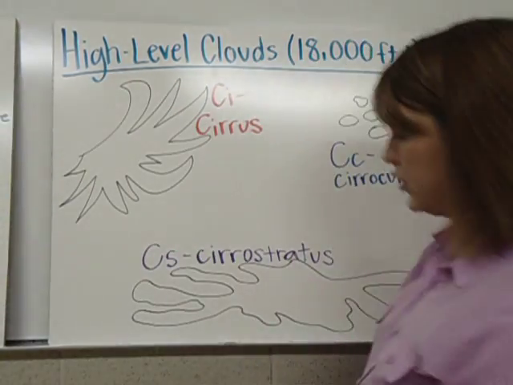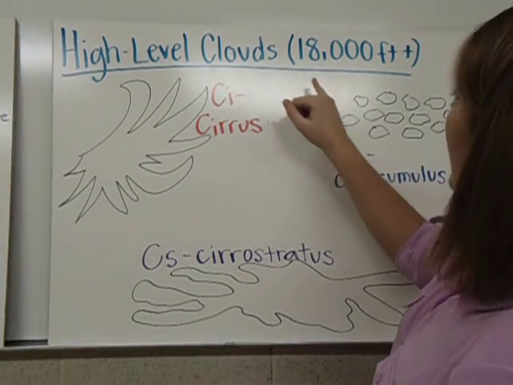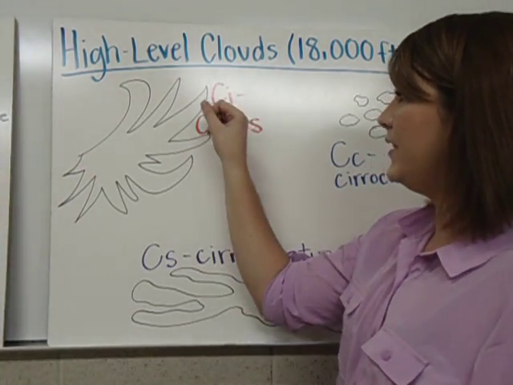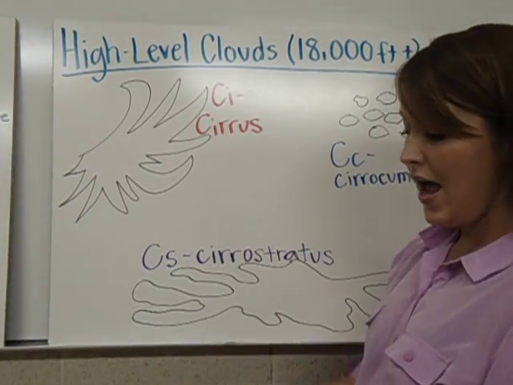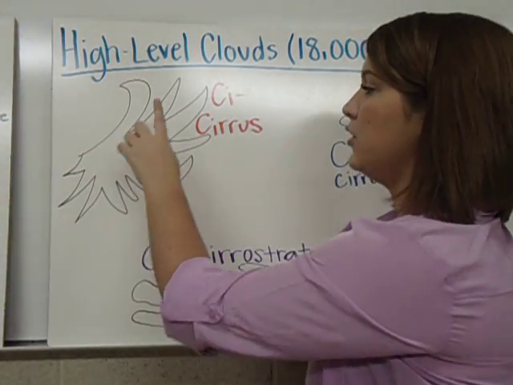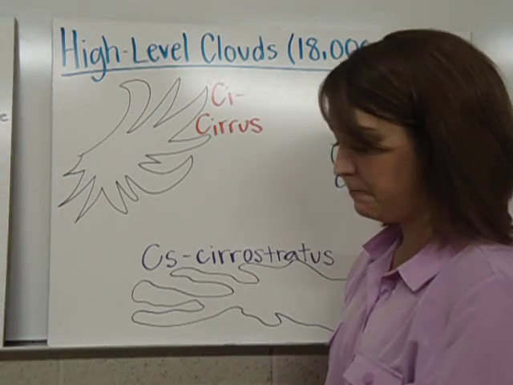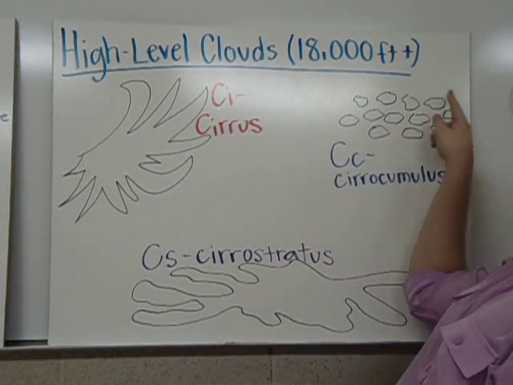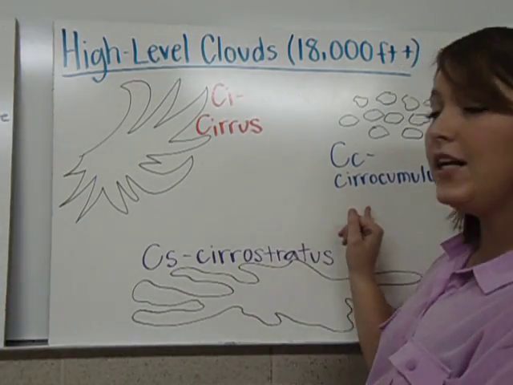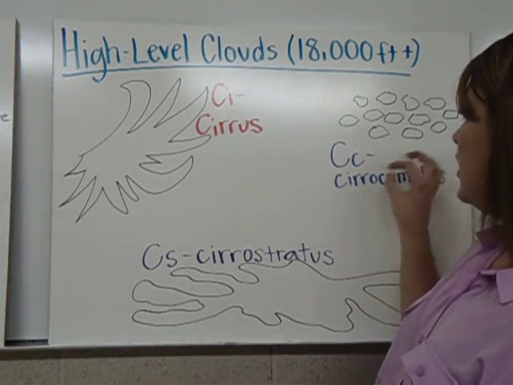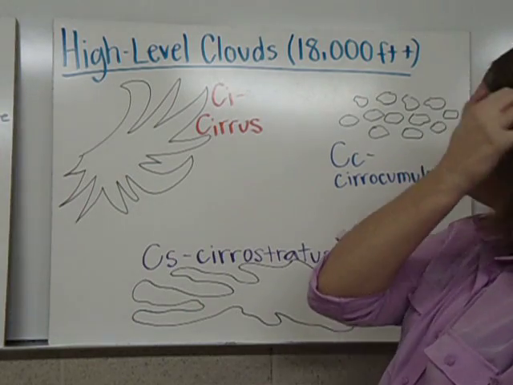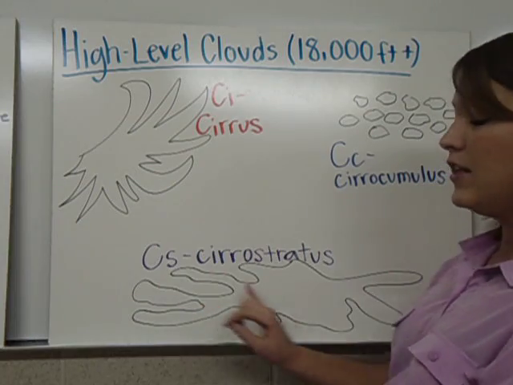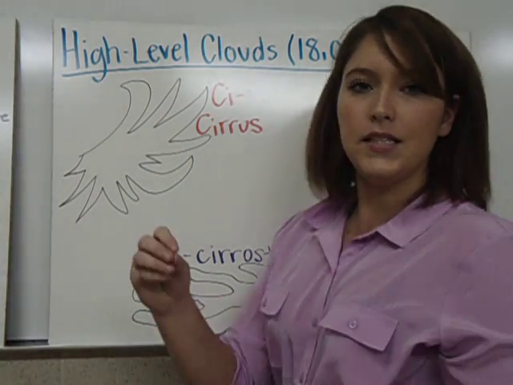The next level clouds are the high level clouds, which develop at 18,000 feet and higher. First is the cirrus cloud with the abbreviation CI, and this cloud is curly and feather-like looking, and it doesn't produce precipitation. Next we have the cirrocumulus cloud. They look like small puffballs. They may be in rows, may not, so they're easily confused with some of the mid-level clouds. The cirrostratus cloud is the last high-level cloud, and it looks like a sheet, but it's very transparent, so it's easy to see through these.